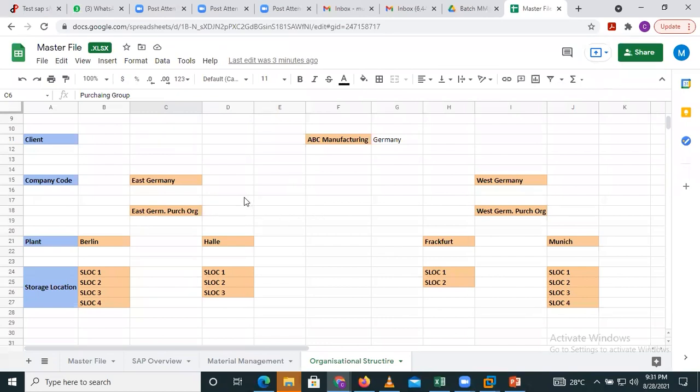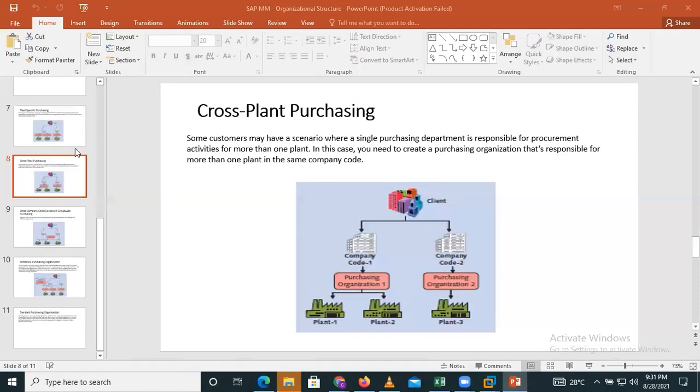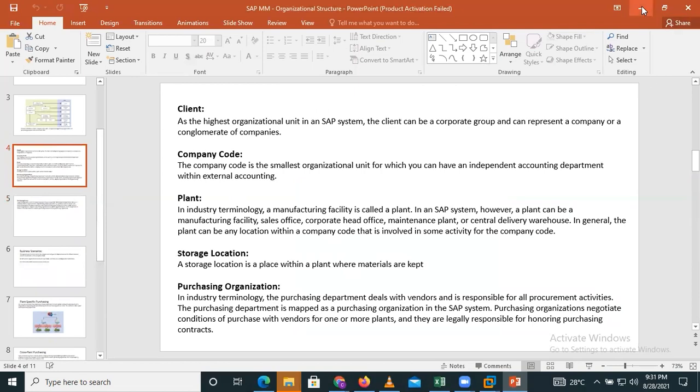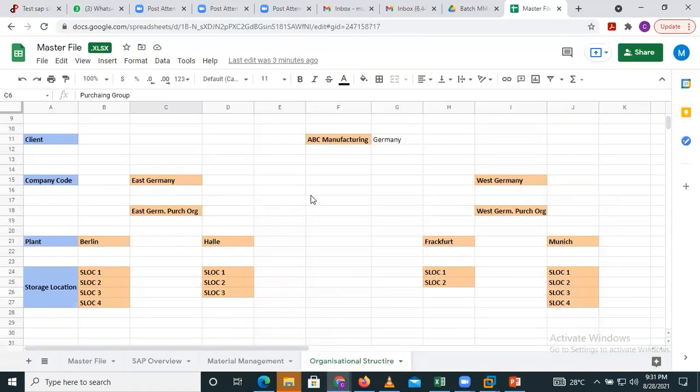Within plant, purchasing group itself. What is meant by purchasing group? What we discussed about the purchasing group? It's purchaser. Purchasing group is something we can call a person or a group of persons who are responsible to do all procurement related activity. And why are we creating a purchasing group? Because we are already having the purchasing organization, right? So only for reporting purpose we are creating purchasing groups, right?